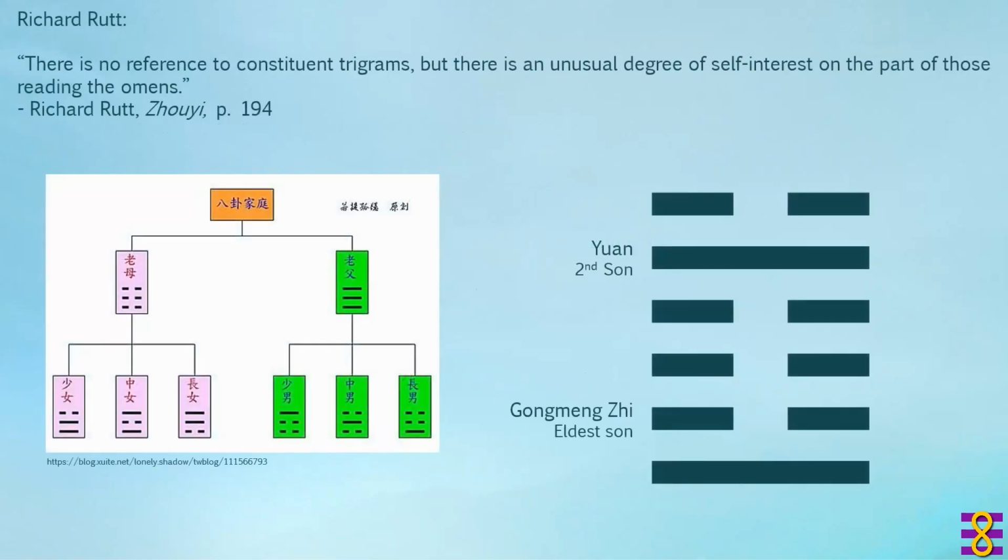So Richard Rudd says about this whole case, because he also translated this case in his Zhou Yi translation: there's no reference to constituent trigrams, but there is an unusual degree of self-interest on the part of those reading the omens. I'm not really sure about the latter, but it is true that in this case, trigrams are not referenced. And that is in itself interesting, because in a lot of other examples from the Zuo, the trigrams are mentioned and interpreted. And in this case, the author doesn't do that.